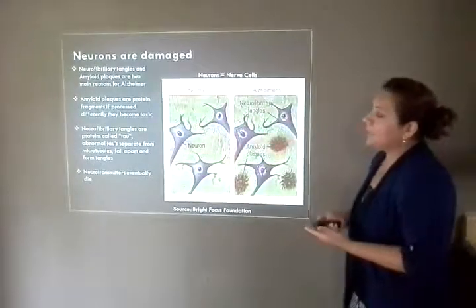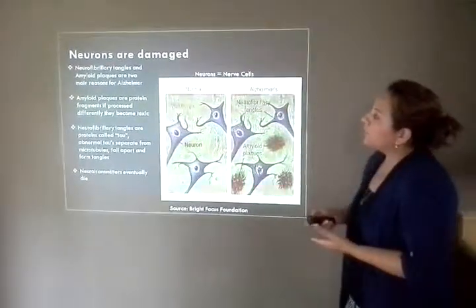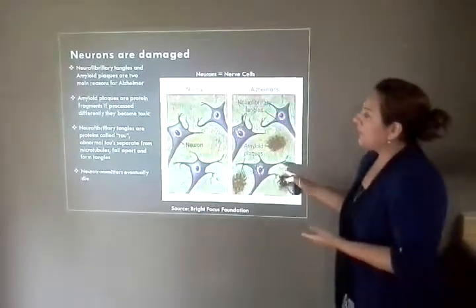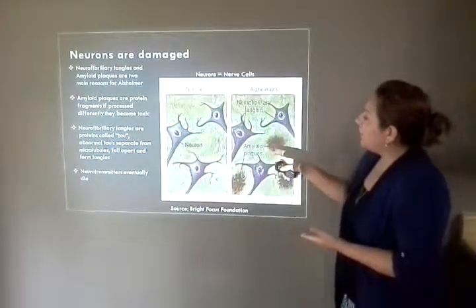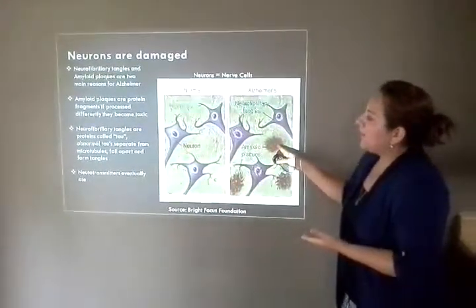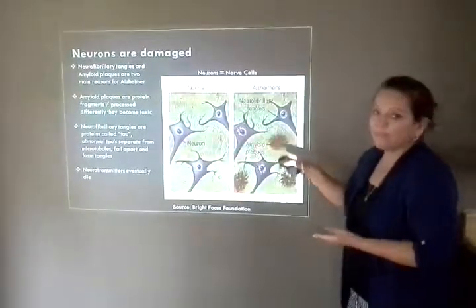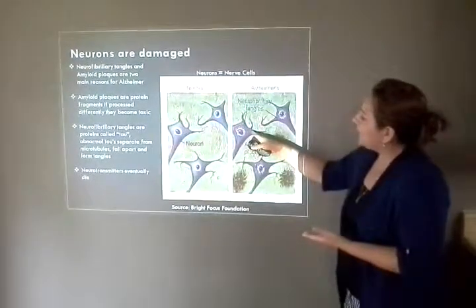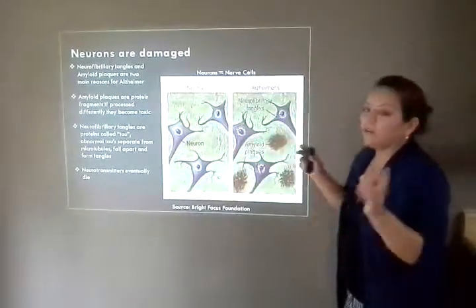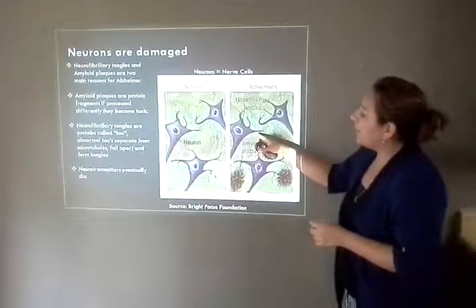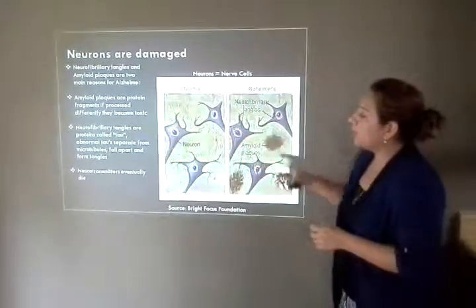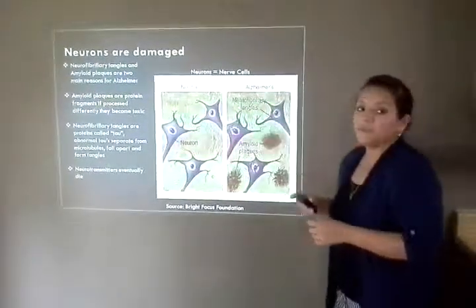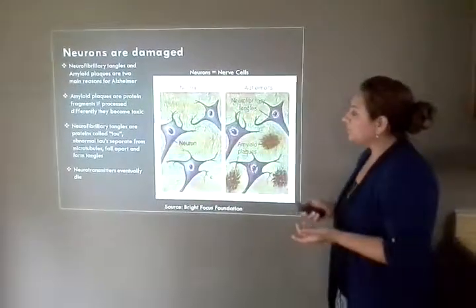For example, in AD, there are neurofibrillary tangles and amyloid plaques, and these are basically proteins. The amyloid plaques are protein fragments that are processed differently, and usually they become toxic. Now, the neurofibrillary tangles are also proteins called tau, and these are proteins that separate from the microtubules and fall apart, and that's when they become tangles, and usually those are the ones that kill the cells.